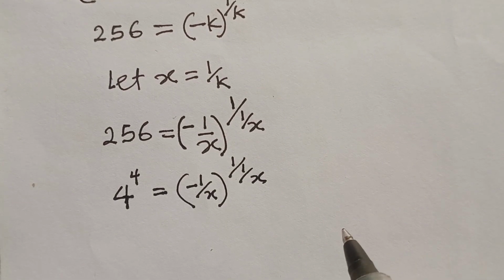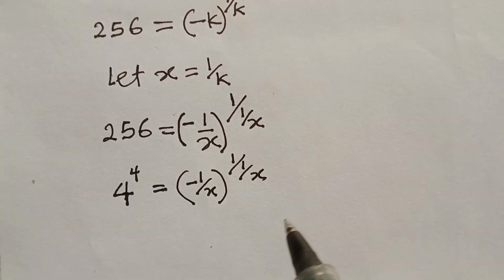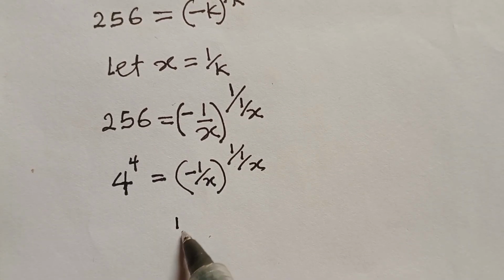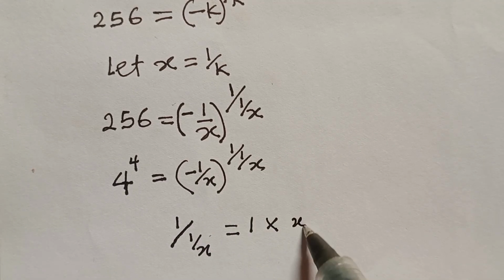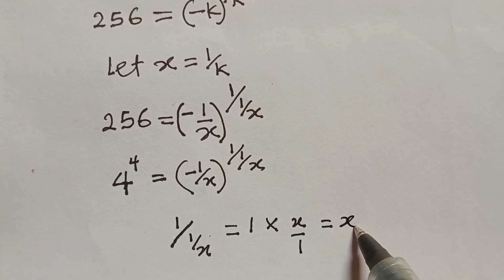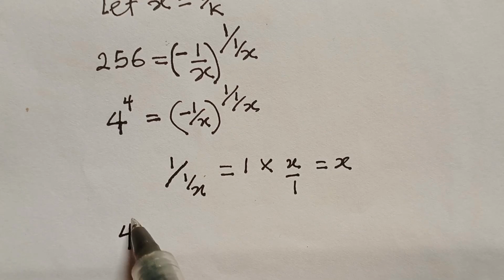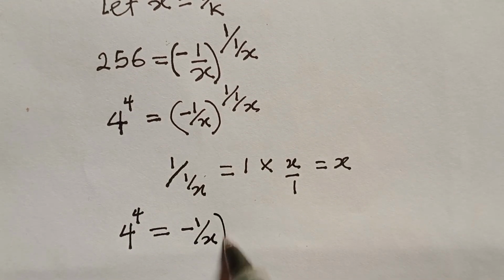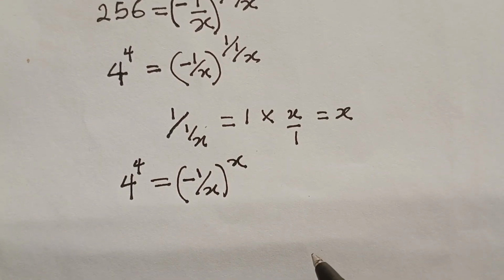According to the law of indices, 1 over 1 over x will simply give us x. So 1 over 1 over x gives 1 times x over 1, which is equal to what? x. So therefore, from here, we have 4 raised to power 4 equal to minus 1 over x, everything raised to power x. Yes, this is what we are having.